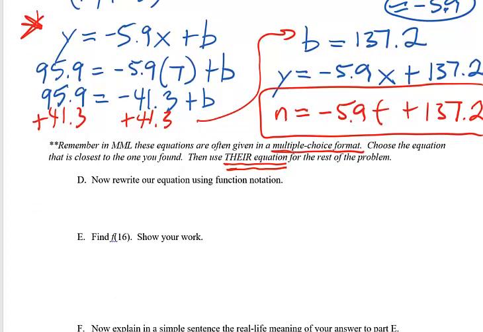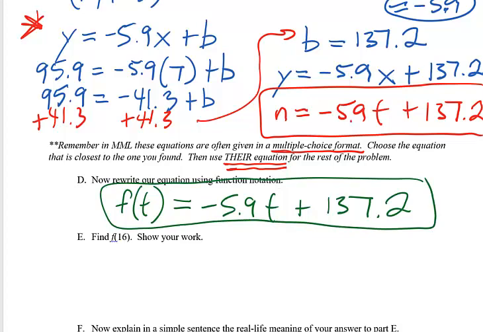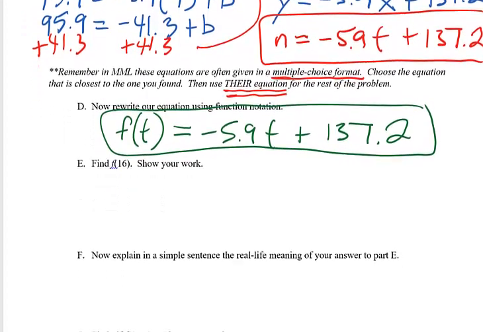Part D says, now take this equation you just found and rewrite it using our new fancy function notation. This is not difficult to do. Remember, the let statement told us that the letter n was interchangeable with f of t. Don't write f of x. We don't have x in this problem. We have t. But n and f of t are completely interchangeable. So here would be the function notation way of writing the linear model. And that's all I'm being asked to do here in part D. Now that we have that, let's use it a little bit. Let's answer some questions.